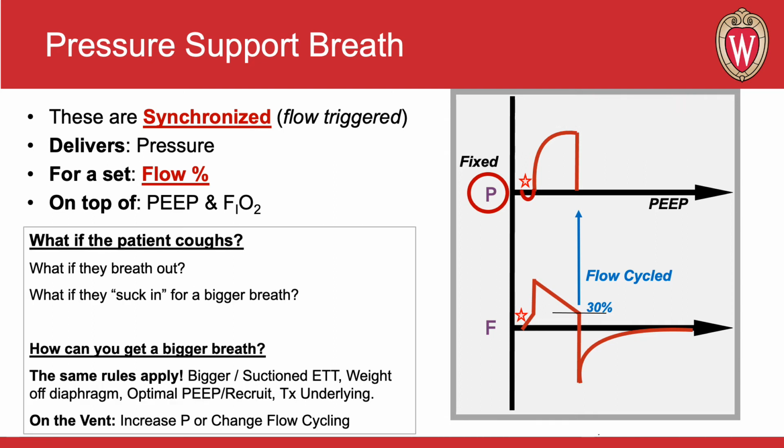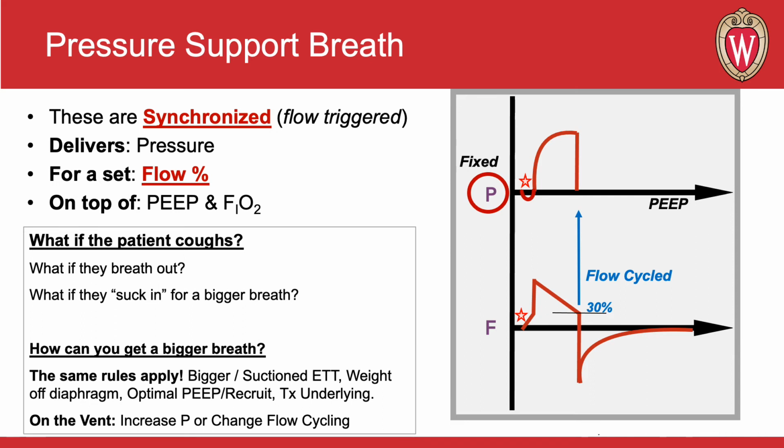So this is a really nice mode of ventilation because it's very comfortable. If they breathe out or cough in the middle of a breath, the flow will go down. The flow goes back at the ventilator, and the breath will stop, and the vent will not fight their coughing or their breathing out. And they can similarly take a bigger breath. And if you take a really big breath, that flow will go up above 30% again, and they can control their own inspiratory time.